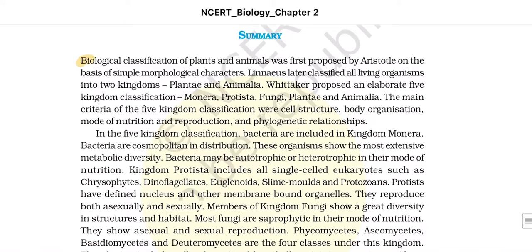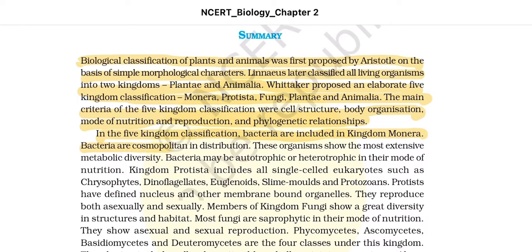Summary: biological classification of plants and animals was first proposed by Aristotle on the basis of simple morphological characters. Linnaeus later classified all living organisms into two kingdoms, Plantae and Animalia. Whittaker proposed an elaborate five-kingdom classification: Monera, Protista, Fungi, Plantae, and Animalia. The main criteria of the five-kingdom classification were cell structure, body organization, mode of nutrition and reproduction, and phylogenetic relationships. In the five-kingdom classification, bacteria are included in kingdom Monera.